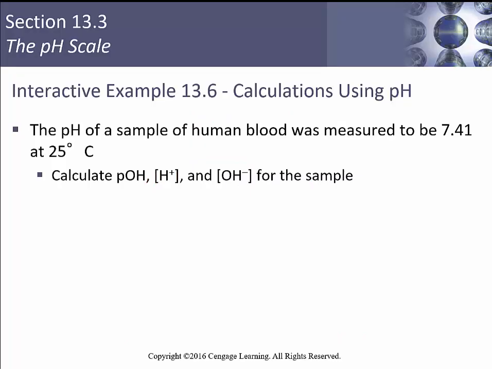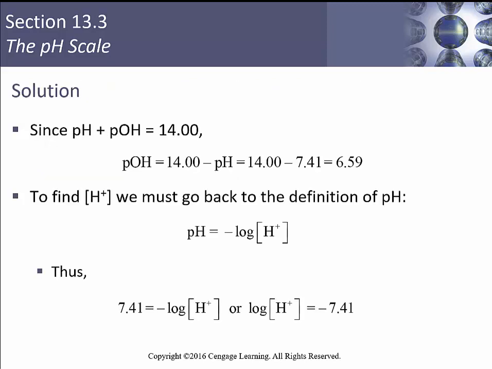Okay. So let's look at an example of calculations using pH. The pH of a sample of human blood was measured to be 7.41 at 25 degrees C. We're going to calculate the pOH, H plus ion concentration, and hydroxide ion concentration for the sample. Easiest one to go for is the pOH. Since pH and pOH together are equal to 14, our pOH is just going to be 14 minus the pH. So we'll do 14 minus 7.41, which gives us 6.59.